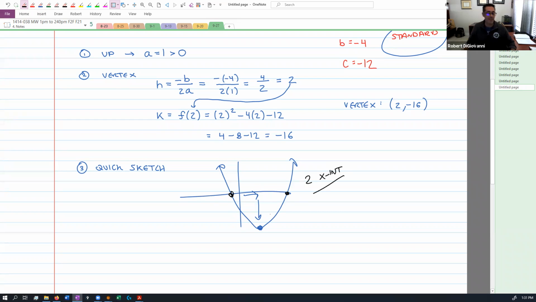So that means I'm going to have to do step 4. If this parabola had opened down, then I would skip step 4. Understand?